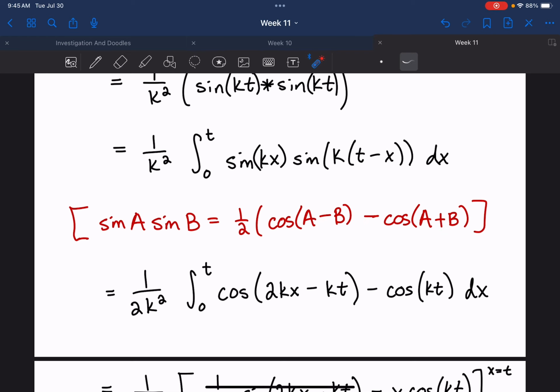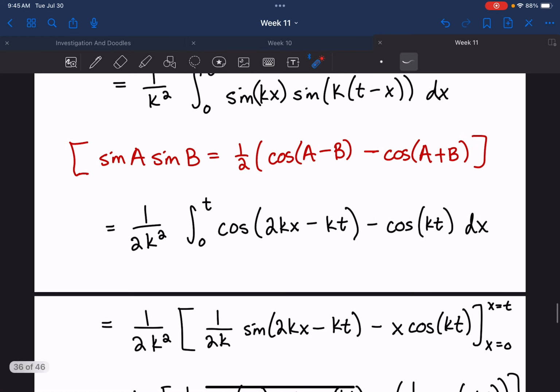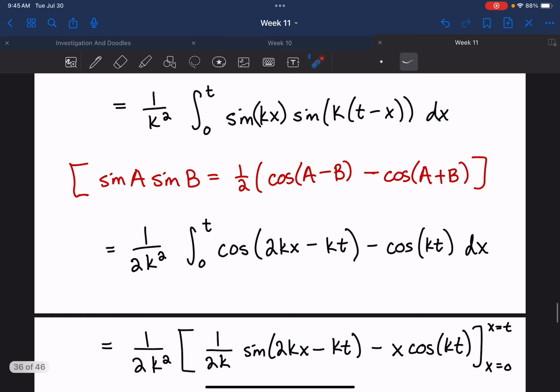So the 1/2 comes out front. But the sine times the sine becomes cosine of the difference minus cosine of the sum. kx minus k(t minus x) is 2kx minus kt, and kx plus k(t minus x) is just kt.